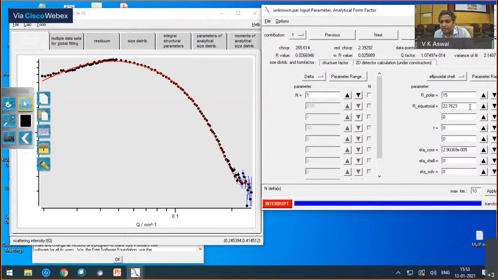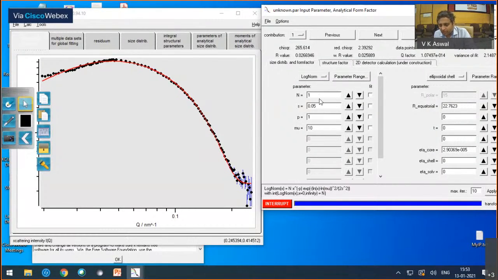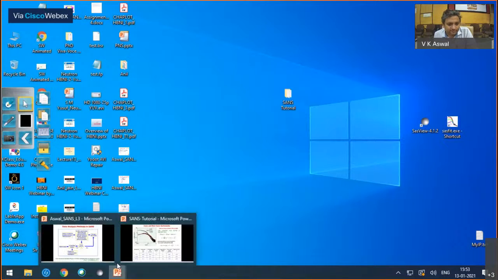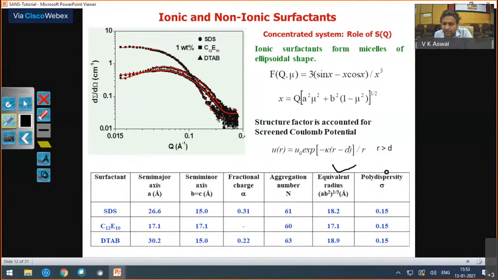We get around 22, around 15. If you include size distribution, which should be in case of micelles, then you will get polydispersity also. I am not including it because this will slow down the process. So by this, what we get is semi-major axis, semi-minor axis, structural parameter, fractional charge. I have calculated total charge. If you divide it by aggregation number, one will get the fractional charge. These are just calculations of equivalent radius, and we get the polydispersity also.